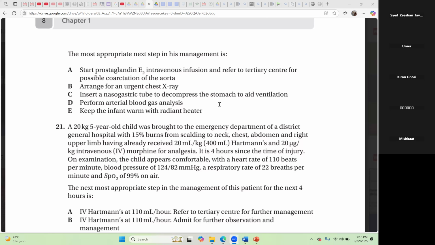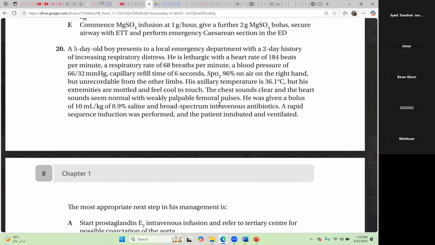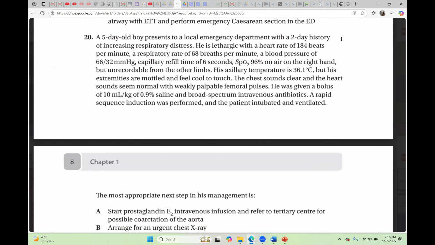Yesterday, we were on this MCQ about coarctation of aorta, and I was just trying to say a few words about fetal circulation, and my mind just closed, I think. So, from the same place, we will start.